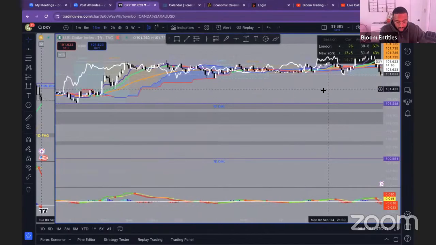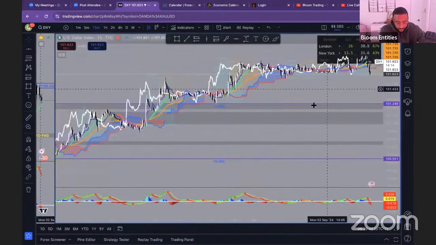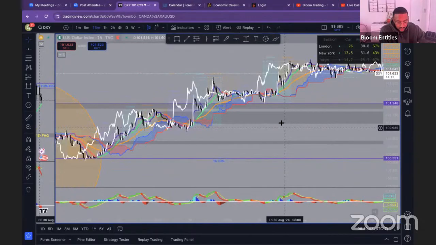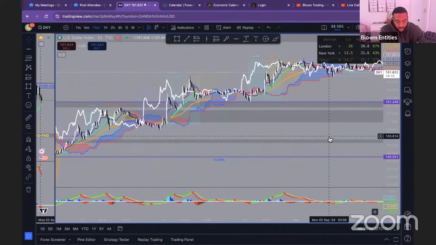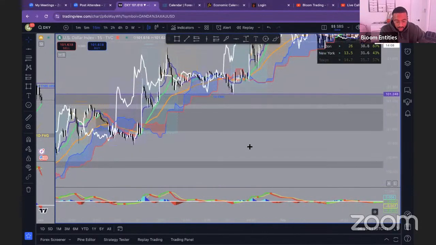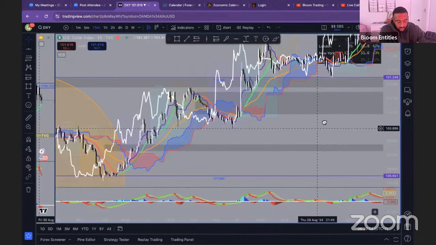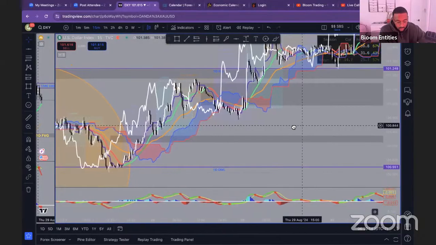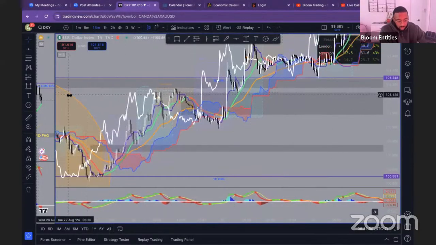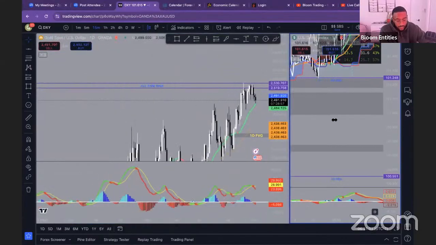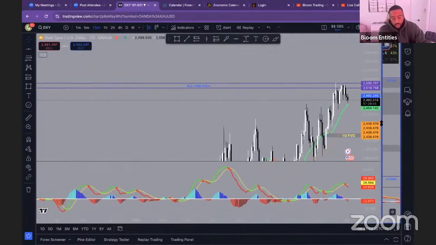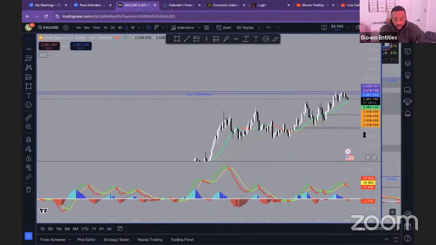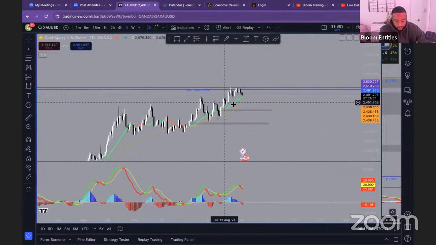I'm making sure these levels are as accurate as they can be. Quick peek at the 15-minute. You just see as I go through these how these areas really make sense. How these levels really make sense for us. Beautiful. All right, let's get off the DXY and let's start to look at gold.